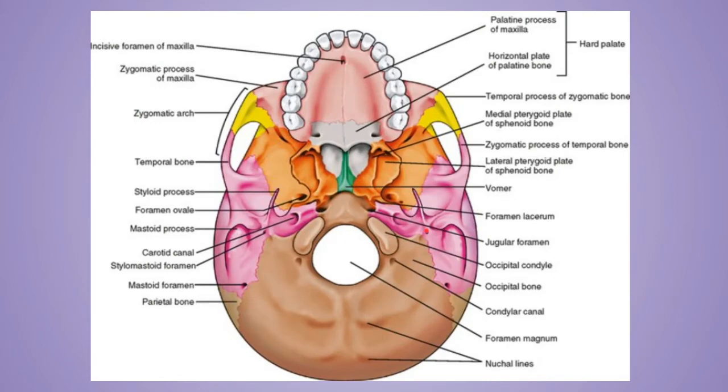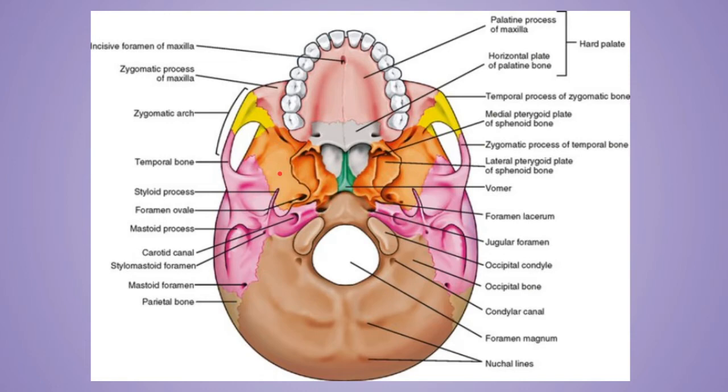Now in the lateral view, we have mainly two parts of the sphenoidal bone. That is the greater wing of the sphenoidal bone, this part, and the pterygoid processes.